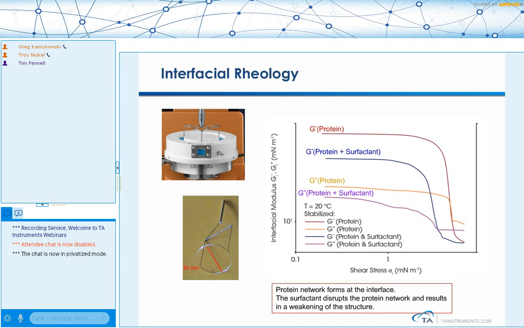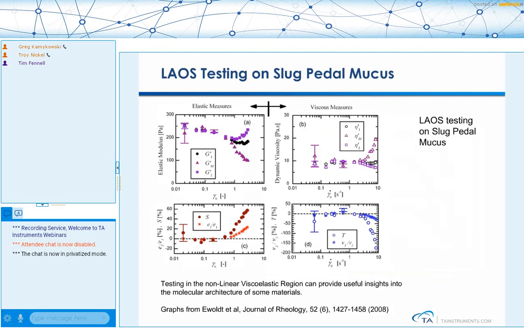But in the example that we've shown here, we have a protein solution, and the protein is forming a gel in the top layer of the mixture. And we can measure the storage and loss modulus of the material in that state. But what we note is if we put a surfactant on this mixture, we can break up the structure to some degree, and you can see the corresponding decrease in the modulus of the material. Another interesting test that can be done is what we call the LAOS test.